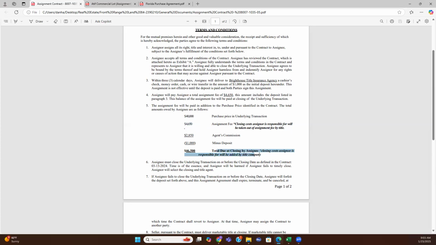Total due at closing by the assignee, that end buyer. Same caveat here: closing costs assignee is responsible for will be added by the title company. So that has solved that problem, because when you're doing this assignment, you don't know exactly what those closing costs are going to be, and it can make it difficult to work backwards and get exact numbers. So putting this little asterisk in has been the solution.